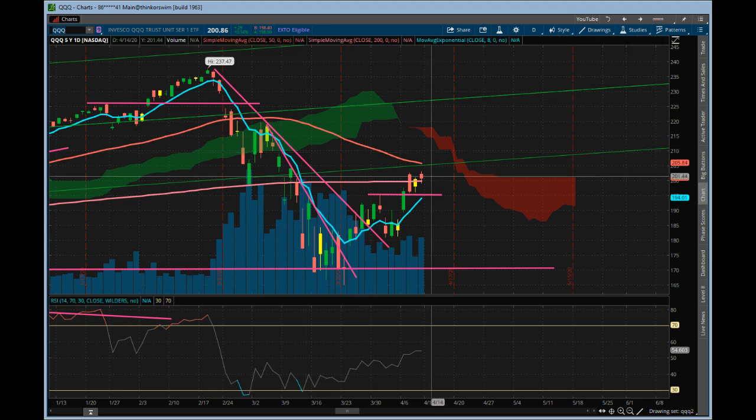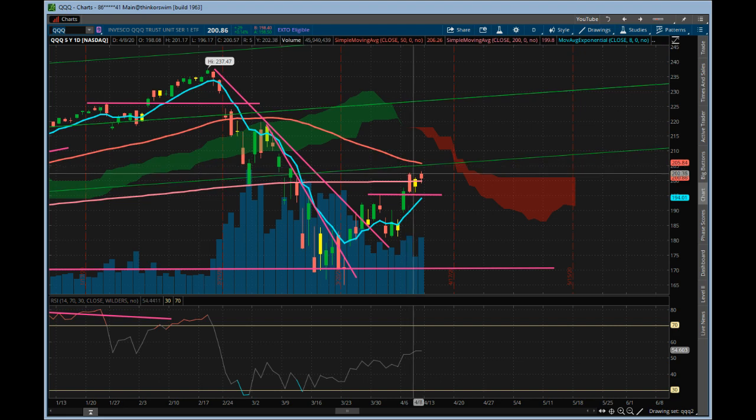Yeah, so the Qs, again, very similar to the rest of it. Inside day up and kind of came back down again. So it's just sort of in this kind of choppy zone right now. Let's see if we can get some strength and get above these levels here.